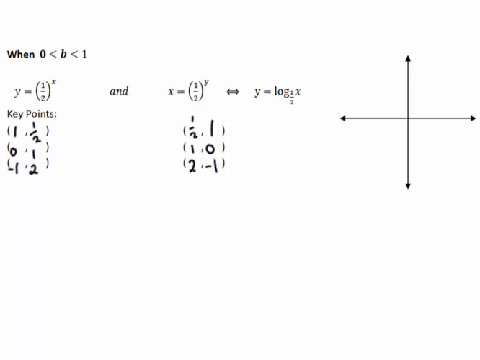And we can take those points and create a sketch. And that sketch then at 1, 0 would look like so. When we're at 1/2 and 1, well, probably somewhere up here like this. And 2 and negative 1 down like so. And we get a sketch like this.